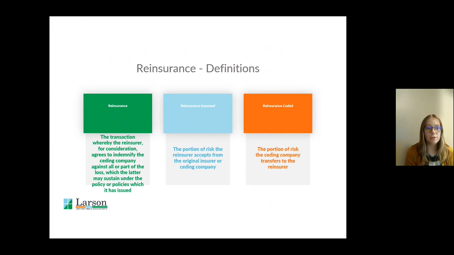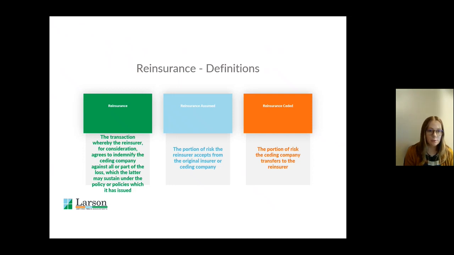All right, some definitions. So reinsurance, this is the transaction whereby the reinsurer, for consideration, agrees to indemnify the ceding company against all or part of the loss which the latter may sustain under the policy or policies which it has issued. So a reinsurance contract is to reduce risk for the life insurance company. So let's say a life insurance company enters into an agreement that the reinsurer will take 50% of future losses. So when an individual passes away and the insurance company pays $10,000, like in our example, 50% of that, or $5,000, goes to the reinsurer and pays the insurance company for that.